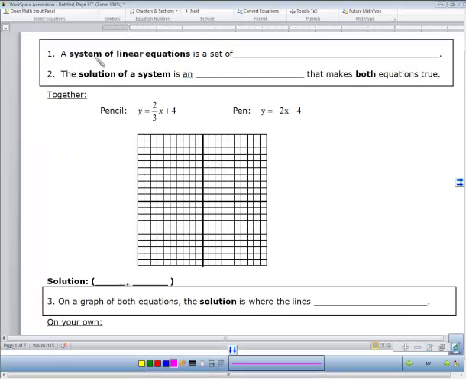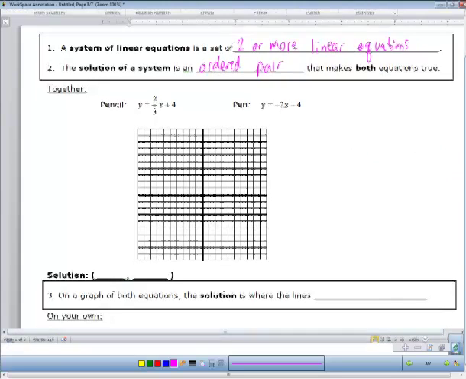Okay, so a system of linear equations is a set of two or more linear equations. A solution of a system is an ordered pair that makes both equations true.